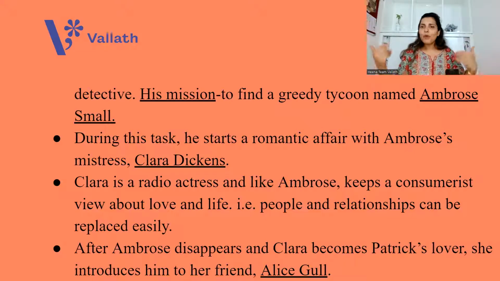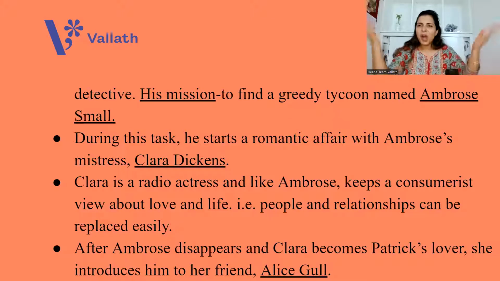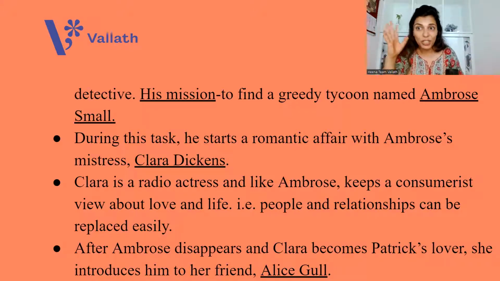You come, if not, you come, welcome, go bye-bye. That is consumerism, right? You're not stuck at one person, one relationship, or one employee, I can say. One employee comes, okay, you can go, I can have 10 more. That is that view, which is a wrong view, right? But this is the view that Clara and Ambrose keep.